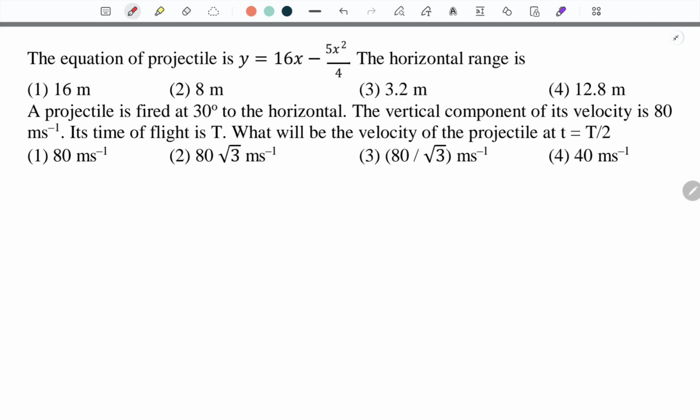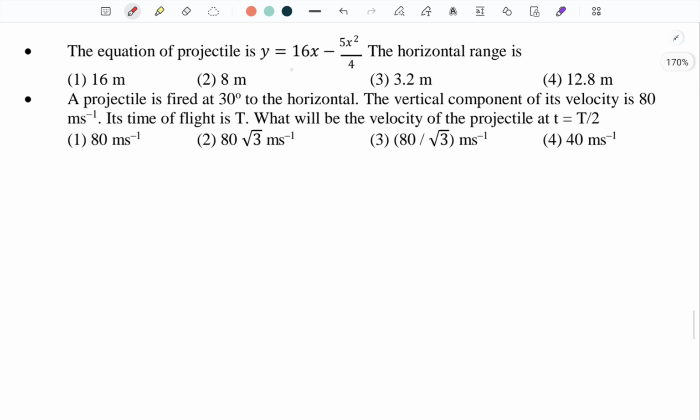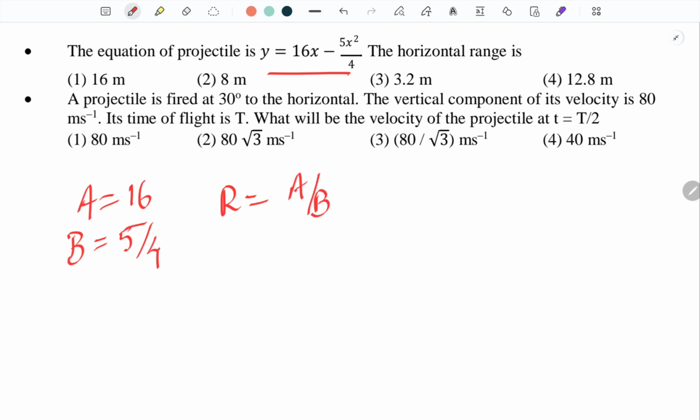Alright, let us solve the next two questions. The equation of a projectile is y is equal to 16x minus 5/4 x square. The horizontal range is, this one is a simple question. Just understand, this is the standard form of equation in which coefficient a is 16, b is 5/4. And there is a range formula we have done in the synopsis, R is equal to a by b for this form of an equation. Directly you get 16/5 into 4, directly you get 12.8 meters. So if you know the standard formula, you can easily solve this particular question.